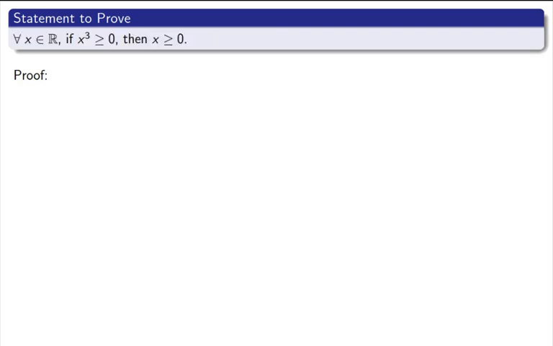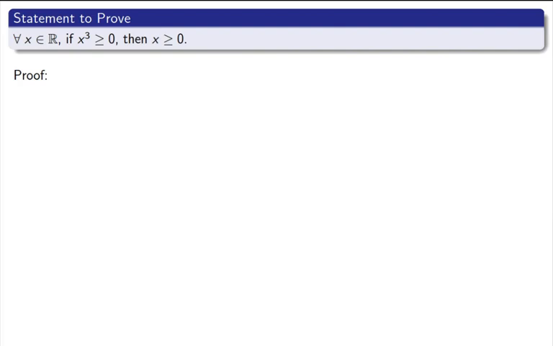Here's the next example. For all x in the reals, if x cubed is greater than or equal to 0, then x is greater than or equal to 0. If you think about cube roots, this is kind of obvious. However, cube roots are not something that I'm necessarily allowed to do. If I were to take a cube root, well, what is a cube root? What does it mean for a cube root?